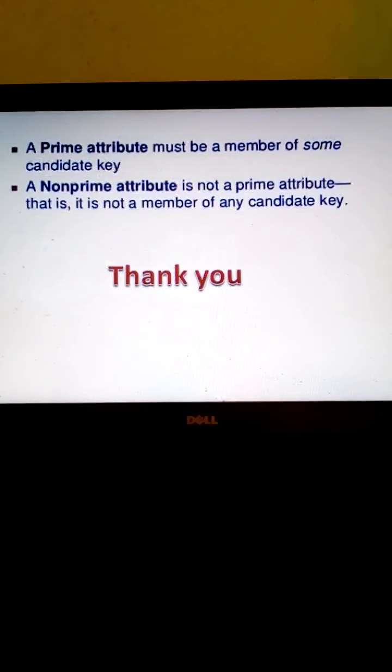Now, we always use the words prime attribute and non-prime attribute. So let's discuss prime attribute. A prime attribute is a member of some candidate key, meaning it must be a part of a candidate key. Any attribute which is a part of a candidate key can be taken as a prime attribute. And a non-prime attribute is not a prime attribute, that is, it is not a member of any candidate key. So this is all about the keys: super key, primary key, secondary key, candidate key, prime attribute and non-prime attributes.